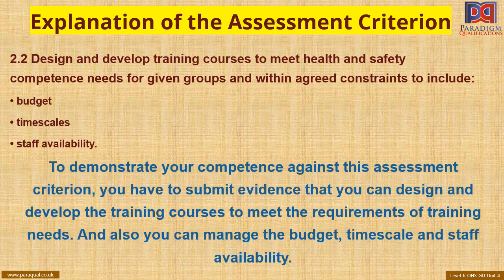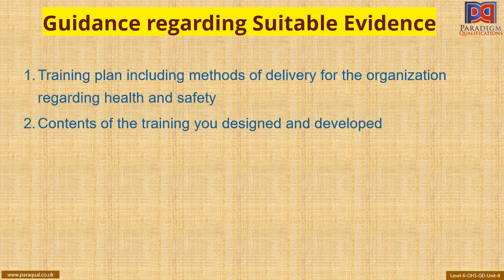2.2 Design and develop training courses to meet health and safety competence needs for given groups and within agreed constraints to include budget, time scale, and staff availability. You have to submit evidence that you can design and develop the training courses to meet the requirements of training needs, and also you can manage the budget, time scale, and staff availability for those trainings. The evidence can be the training plan, including methods of delivery for the organization regarding the health and safety, contents of the training you designed and developed.